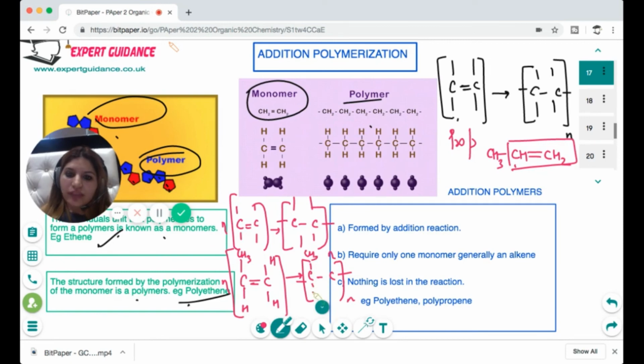So if you write the notation always in this form, with a double bond in the center and everything at the top and the bottom, then the polymerization equation would be very easy for you. So you should know how to write polyethene, polypropene, and polybutene.